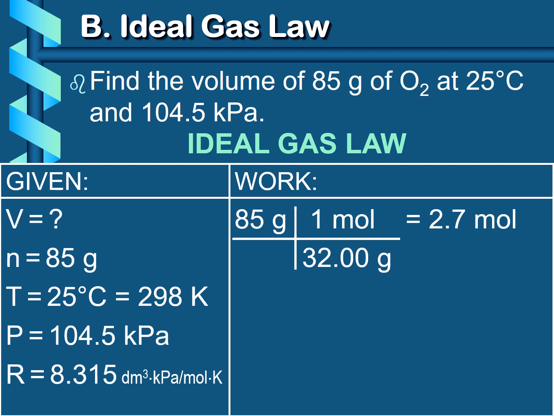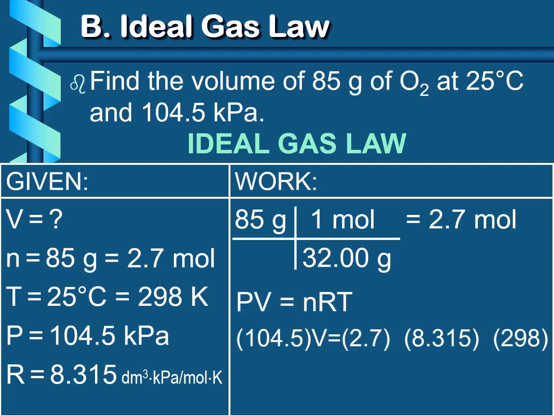So we are now ready to compute the volume of that ideal gas. PV is equal to nRT, and V is unknown. Substituting the givens in the equation, you will have a volume equal to 64 decimeter cube.